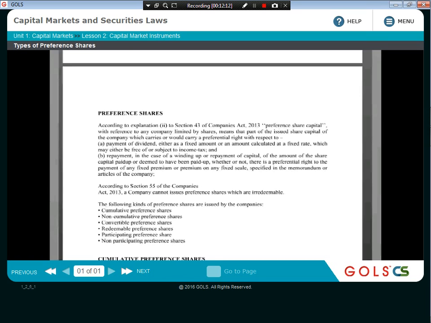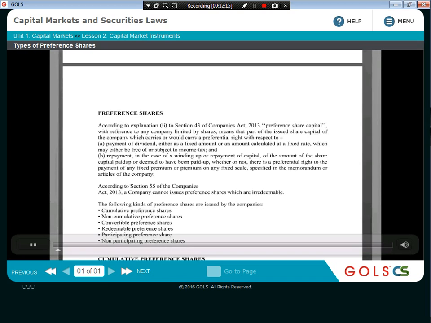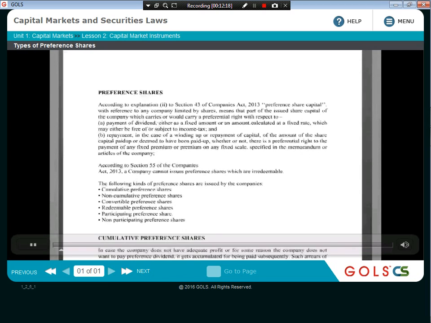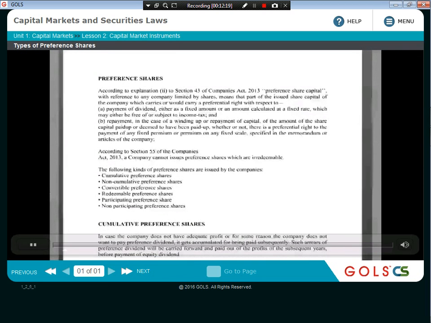Now, what are the different kinds of preference shares? In that, I will answer your question why I am not calling it a debenture and what the exceptions are. That will be answered in the coming paragraph. So, they are cumulative, non-cumulative, convertible, redeemable, participating, and non-participating.